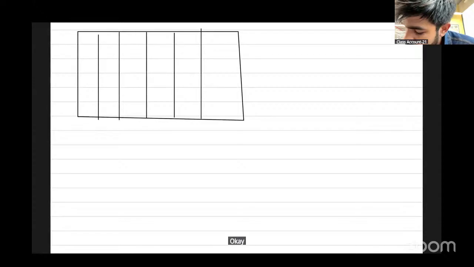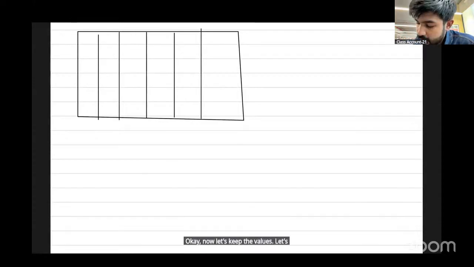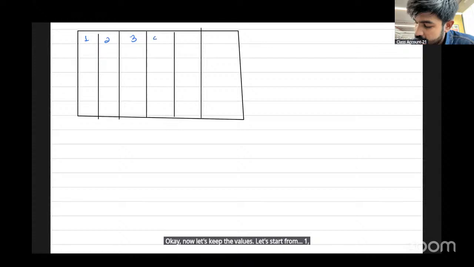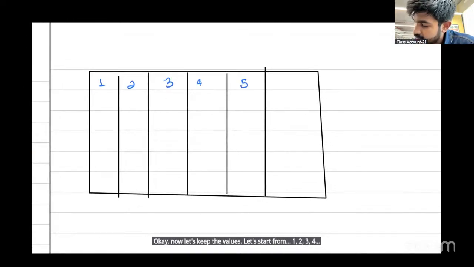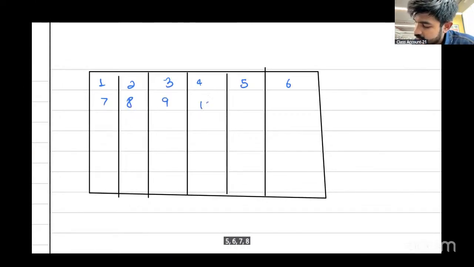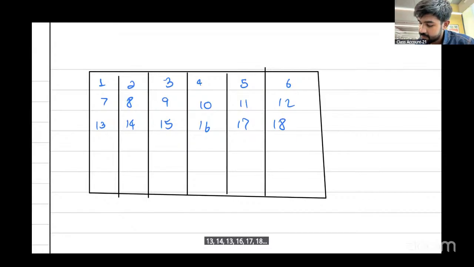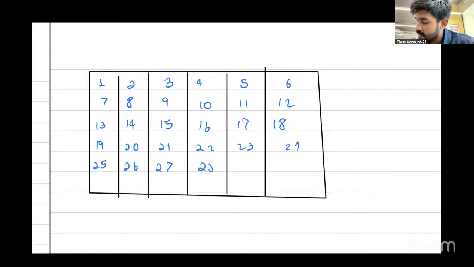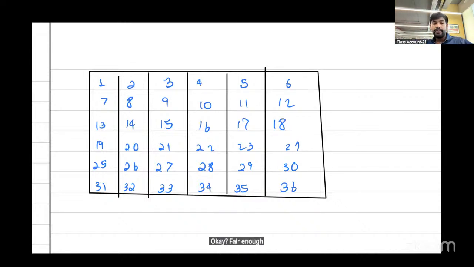okay. Now let's keep the values. Let's start from 1, 2, 3, 4, 5, 6, 7, 8, 9, 10, 11, 12, 13, 14, 15, 16, 17, 18, 19, 20. Okay, fair enough. We have all these values.